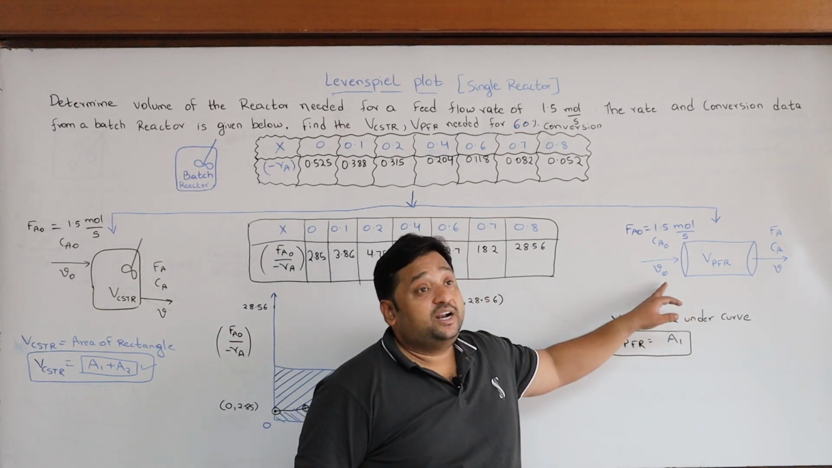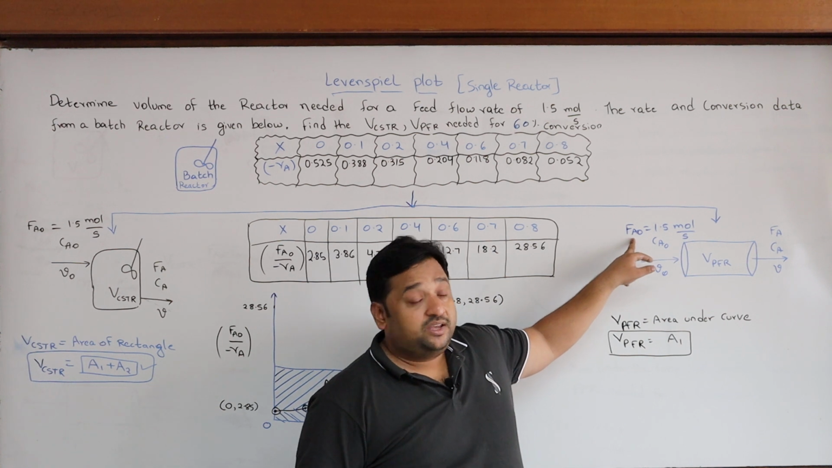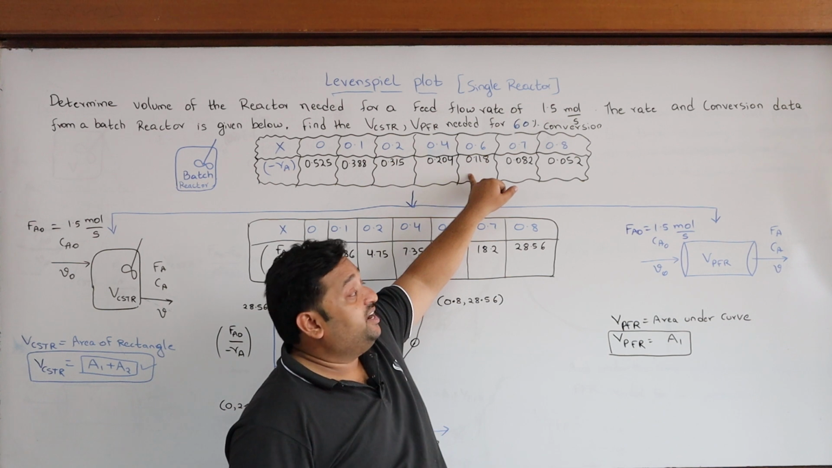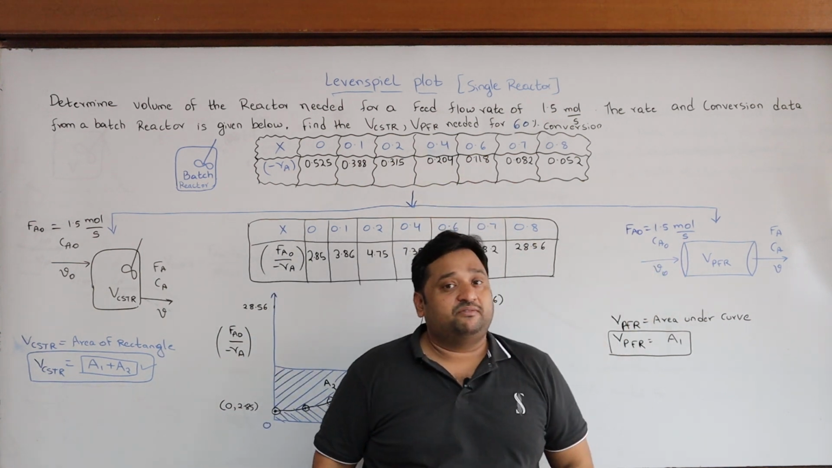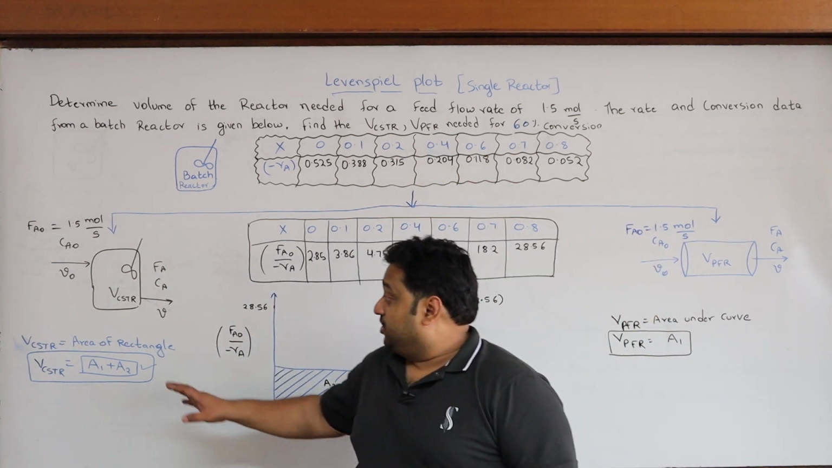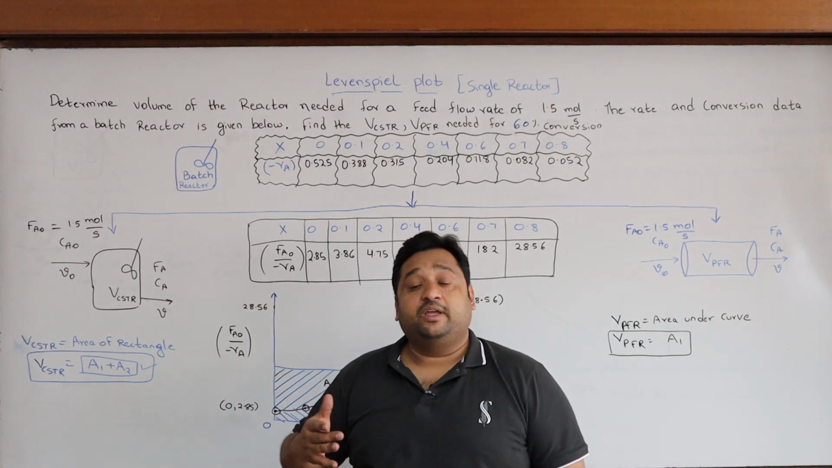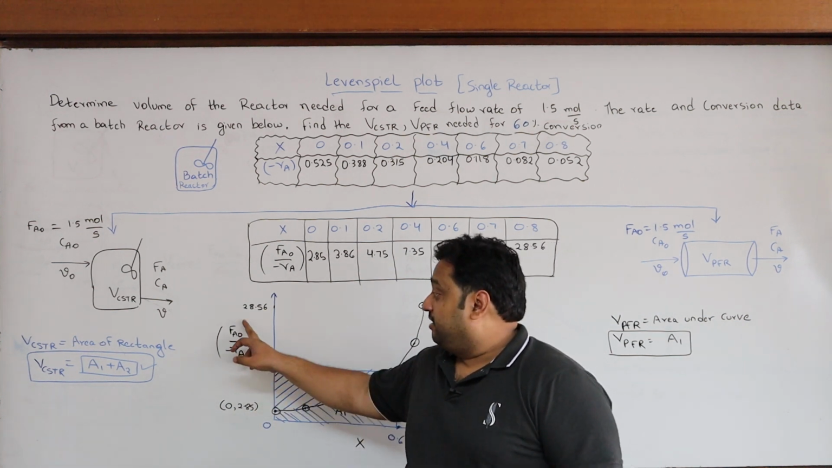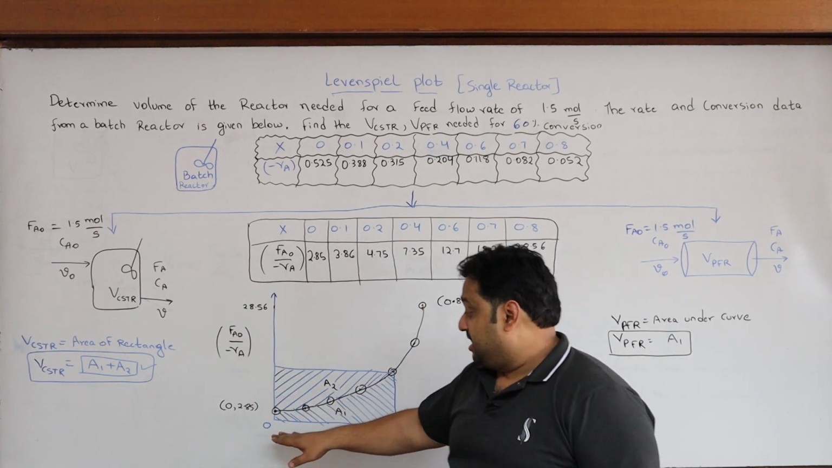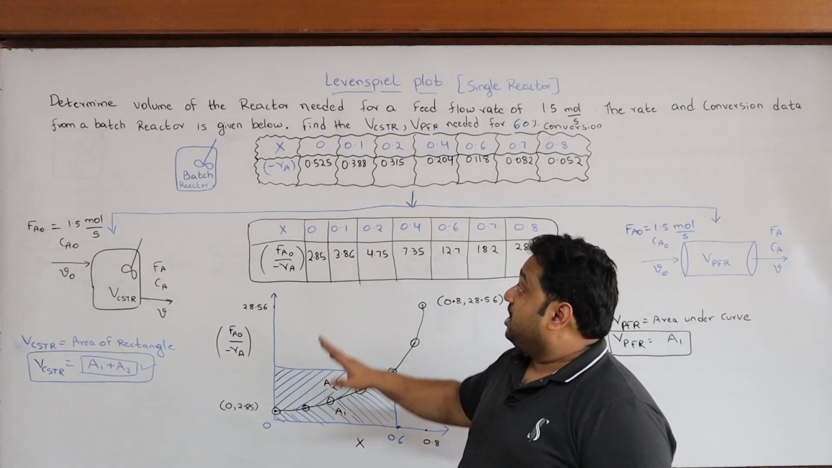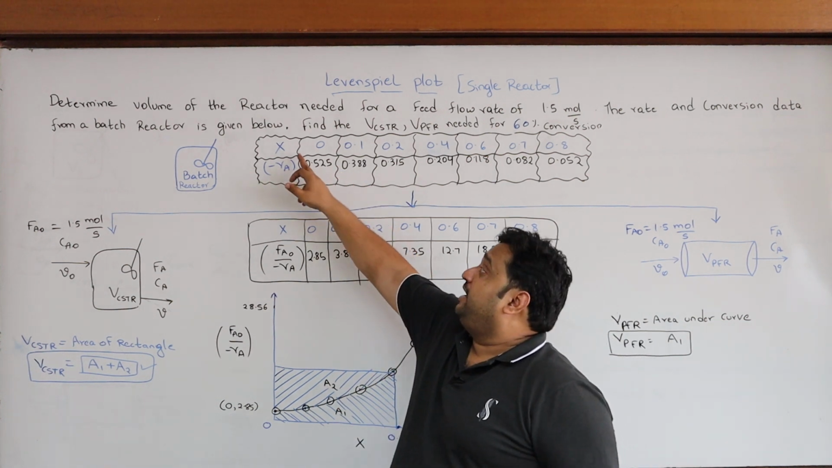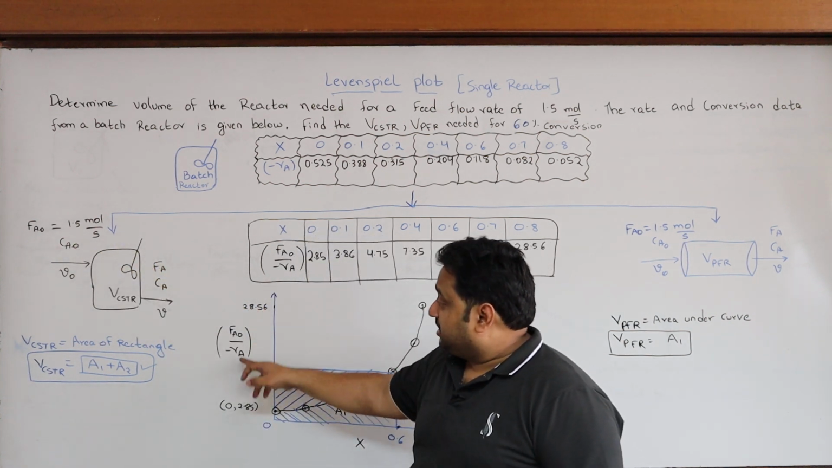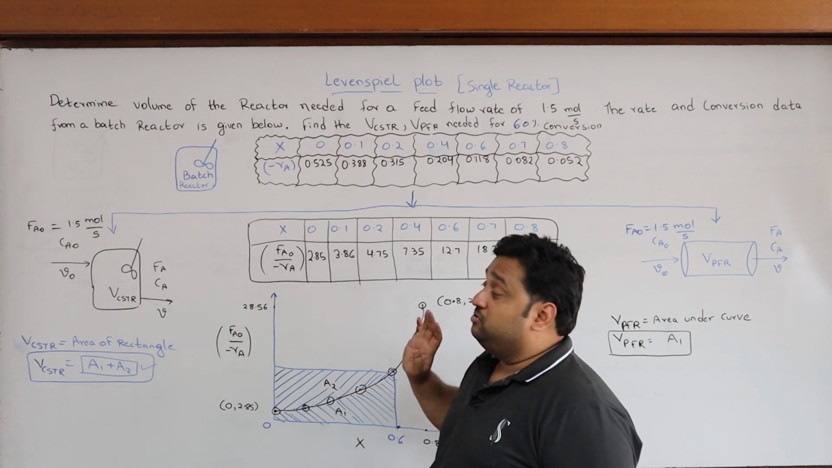Similarly, on the other side it's a PFR. Given the flow rate of 1.5 moles per second and the conversion and rate data, how do we find the volume of the PFR? To do this, as you know from my earlier class, you have to plot a graph. Which graph? FA0 by minus RA on the y-axis, conversion on the x-axis. Now we have the data of X and minus RA. We know FA0. Then let us find the FA0 by minus RA values.